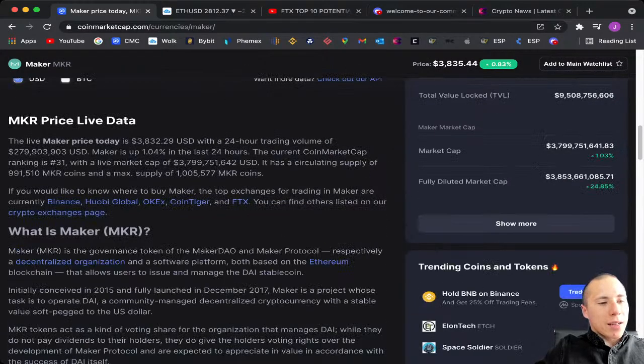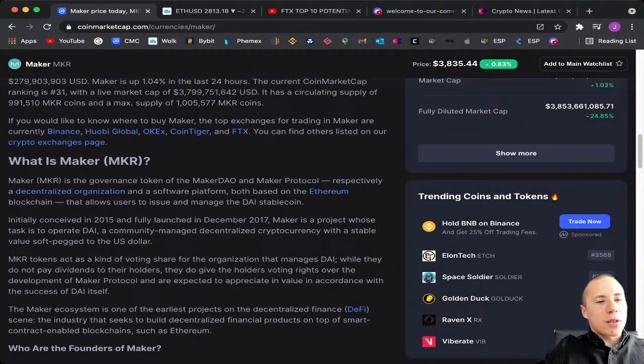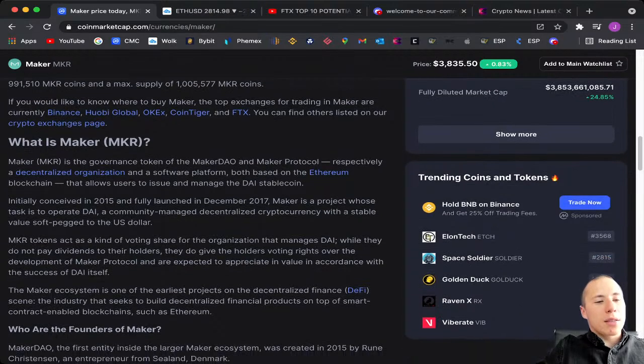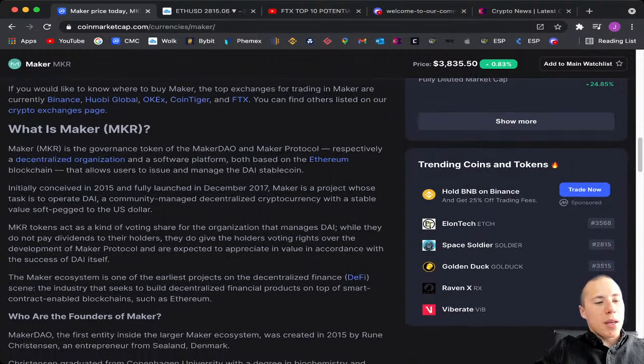Just for a second. So Maker is the governance token of the Maker DAO and Maker Protocol, respectively, a decentralized organization and a software platform, both based on the Ethereum blockchain that allows users to issue and manage DAI stablecoin. Okay, this sounds quite good to me.